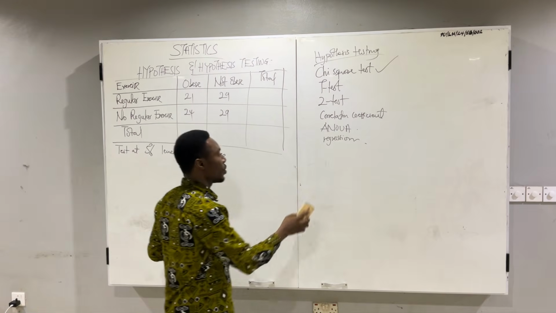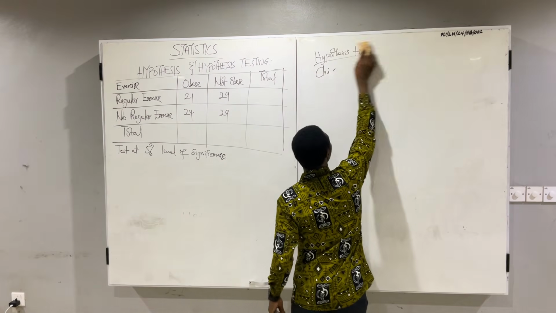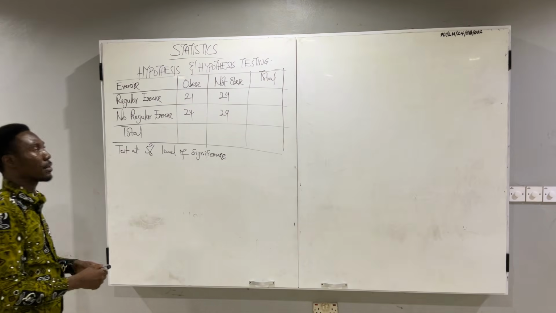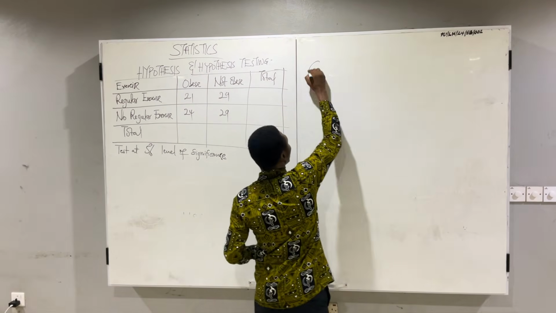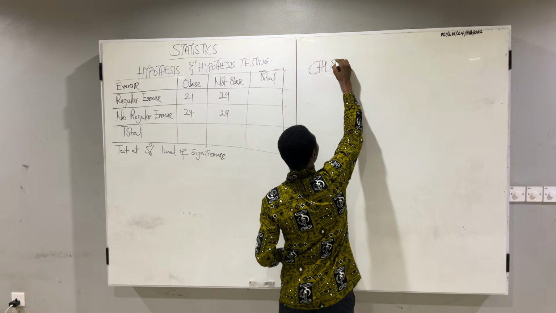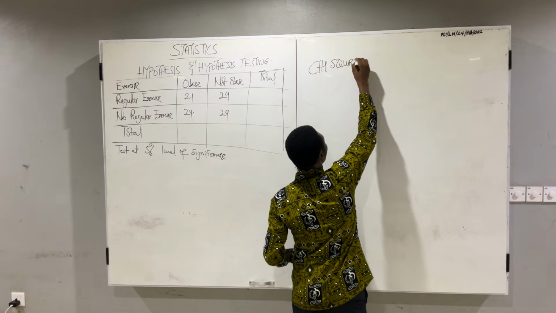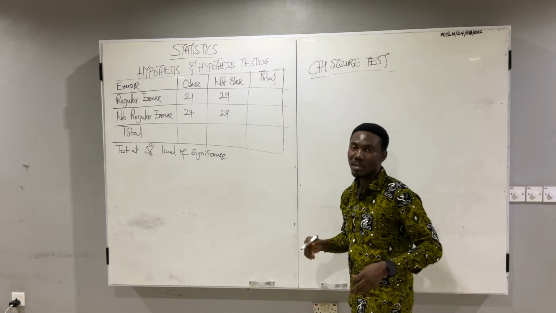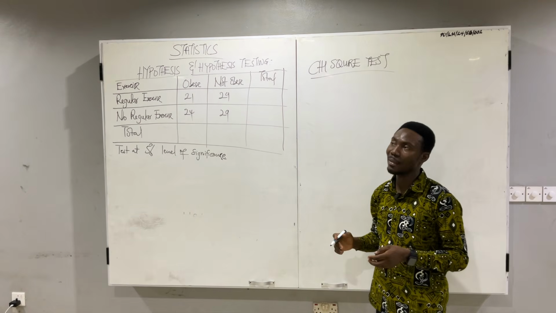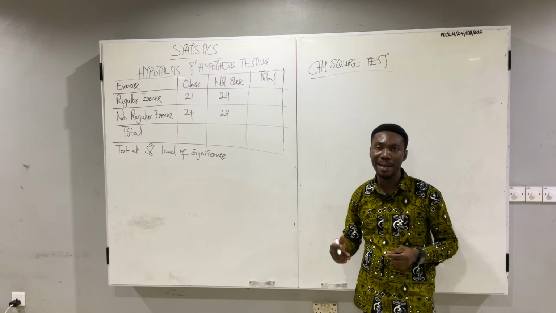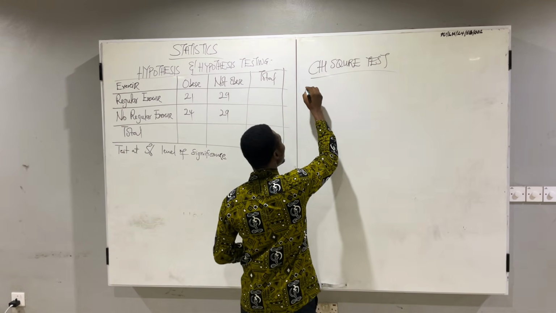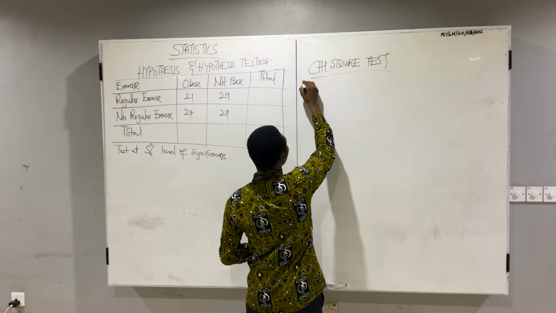Now, in this video, we are going to look at the chi-square test, how to do chi-square test in statistics. Okay, so the topic we are going to look at is chi-square test. Now, what is chi-square test? What is a chi-square test? Chi-square test is basically a type of hypothesis testing or a statistical test used to check the relationship between two categorical variables.